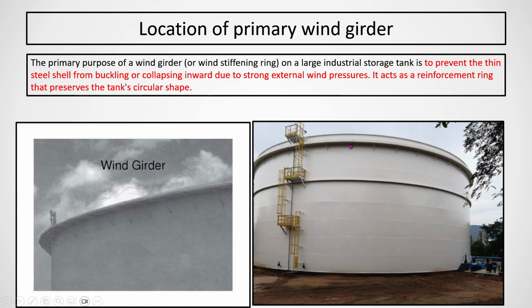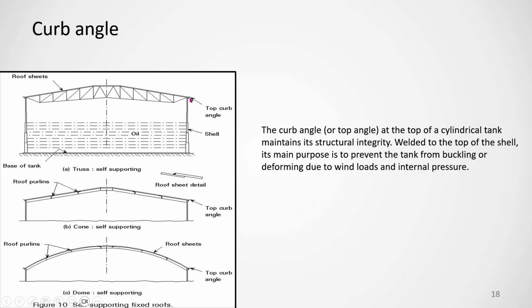This top one is called the primary wind girder, and the bottom one intermediate. This one is called the intermediate wind girder. This keeps the shell intact and strong against the external wind pressure. These give reinforcement to the tank. Then the curb angle. You see, this is the curb angle. This is sometimes mounted with the shell. The purpose is the same, but it is a must for every tank.